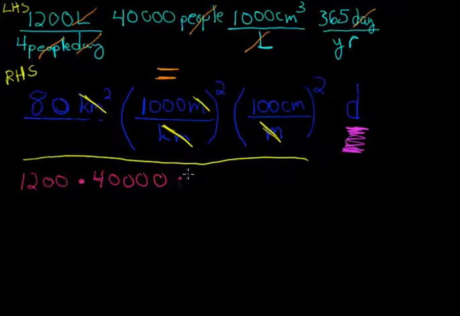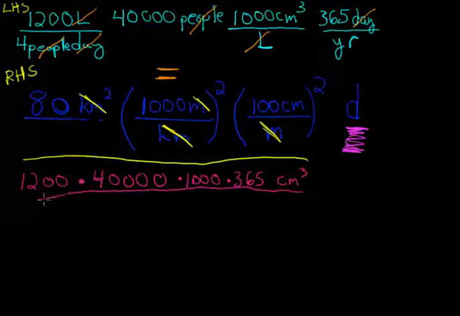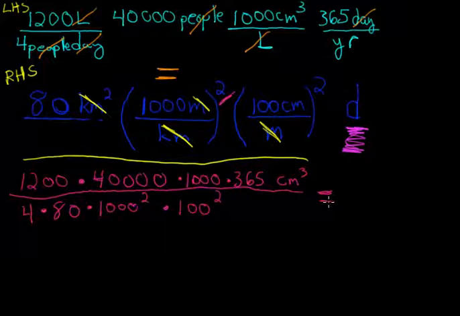40,000 times 1,000 times 365. And that's in units of centimeters cubed. All over, let's see if I get a straight line. Still have 4 down here. But I'm now dividing by all of this. So this is going to be times 80 times 1,000 squared, because of the squared up here, times 100 squared equals D. So this division comes through.